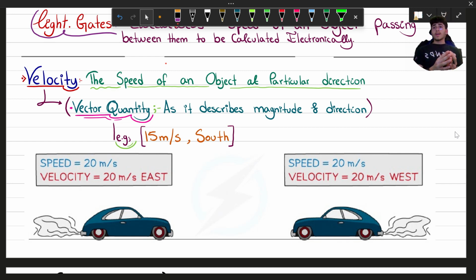So for example, a car is moving at 15 meters per second. 15 meters per second is its speed. 15 meters per second south or north or west, this is its velocity.